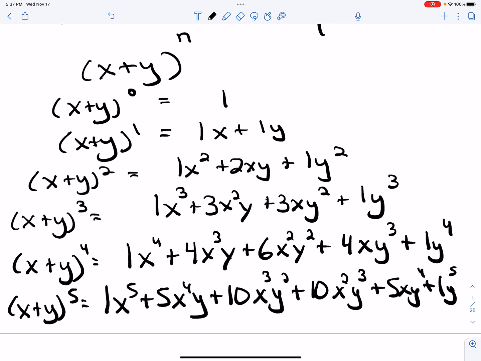I got a little space there. That's one reason I'm not going to go any further. I hope you see it now, but if you don't, let me do this.